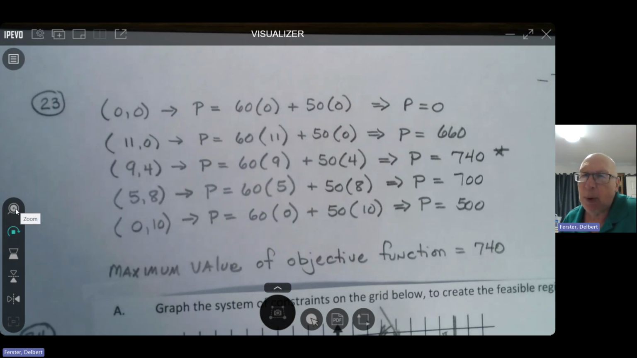First, 60 times 0 plus 50 times 0. Okay, no fake. We're going to make 0. Now it's kind of a no-brainer. 60 times 11 added to 50 times 0. That's a p-value of 660.